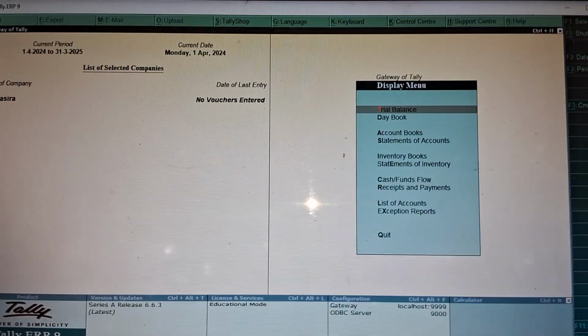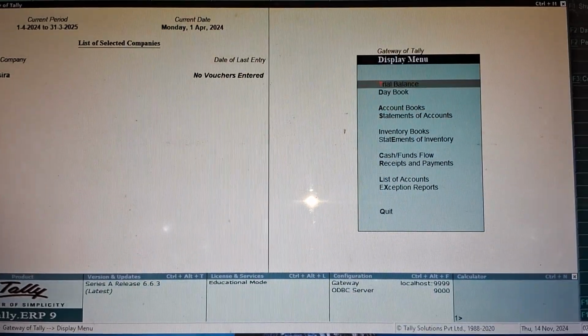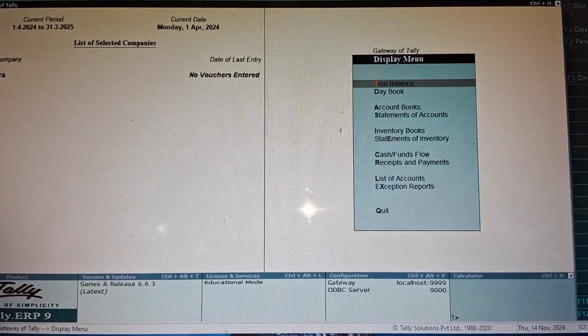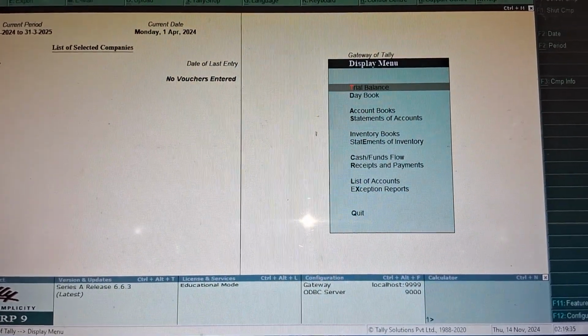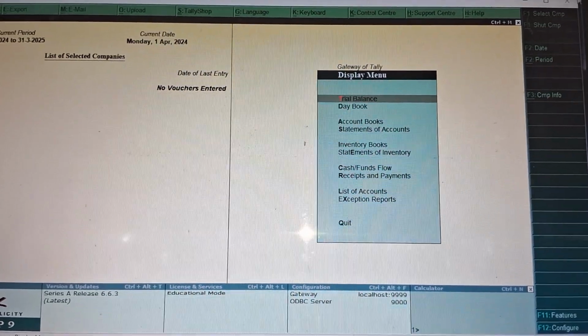You can see over here there are so many options, from the Trial Balance, Day Book, Accounts Books, Statement of Accounts, Inventory Books, Statements of Inventory, and so on. Let's begin with the Trial Balance. So what is a trial balance? Let me tell you.